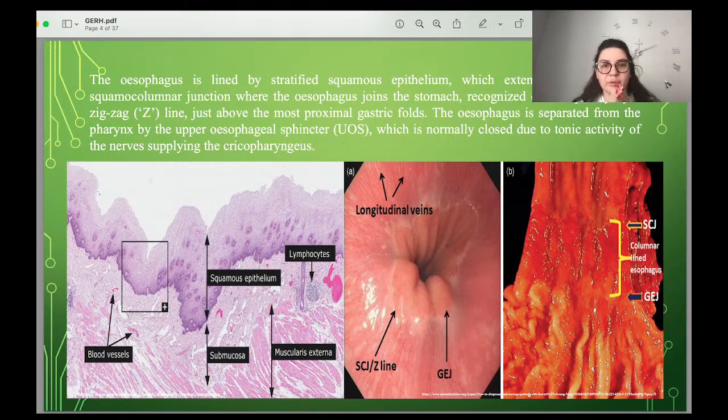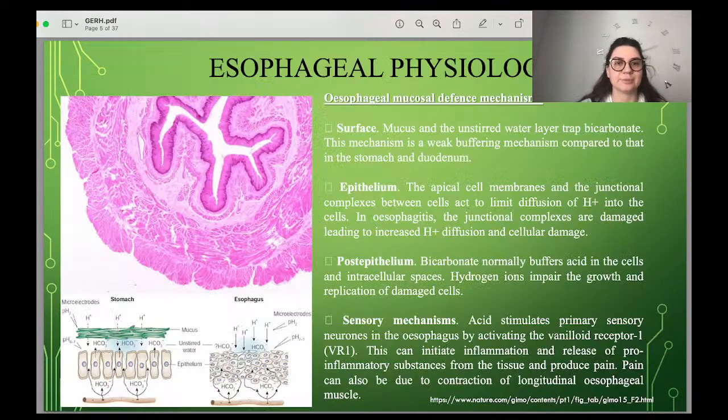It is the normal transition from the esophagus to the stomach, and it is a visible border between them that we named that line. And the last one is a macroscopic pathomorphological picture of the esophagus going to the stomach.